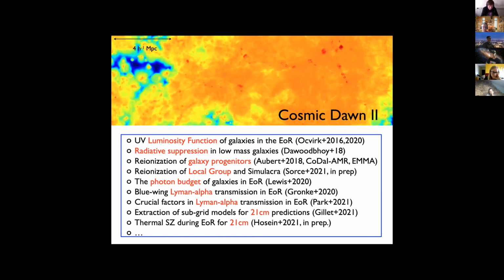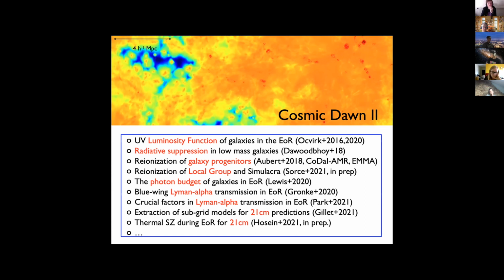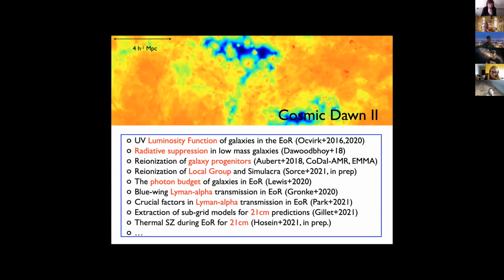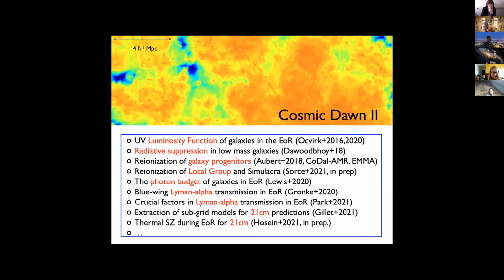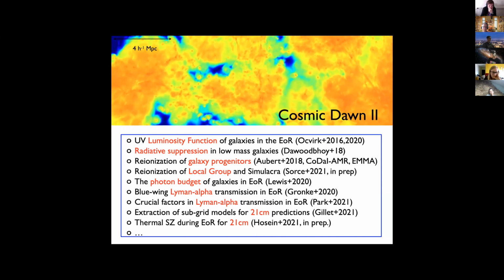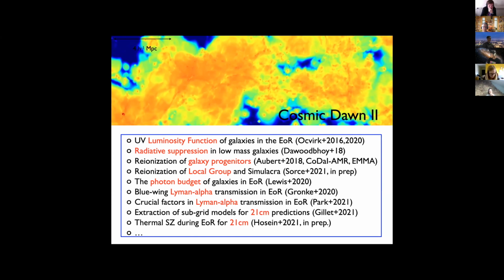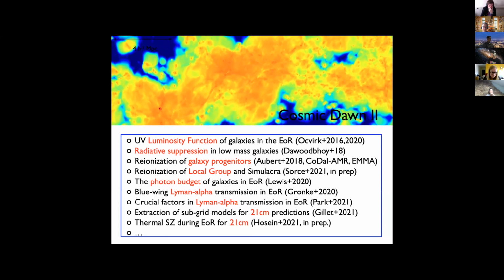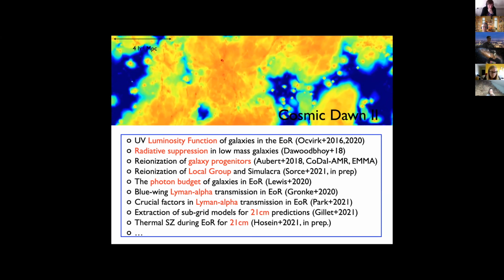So here is a quick summary of what this simulation has allowed, Cosmic Dawn 2 in particular. It's allowed us to do interesting things about the luminosity function of galaxies during the epoch of reionization, radiative suppression, look at how reionization happens at the galaxy progenitor scale and at the scale of the local group as well, or pairs of galaxies. It allowed us to have a look at the photon budget of galaxies in the epoch of reionization. That's the paper by Joe Lewis.